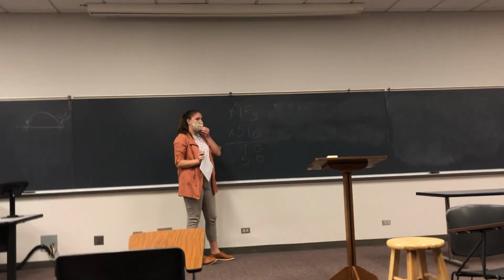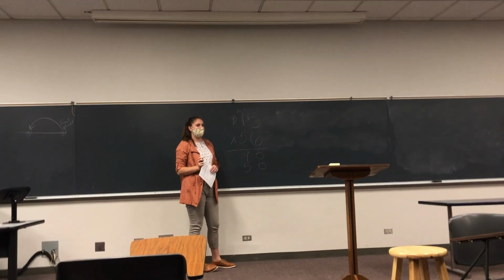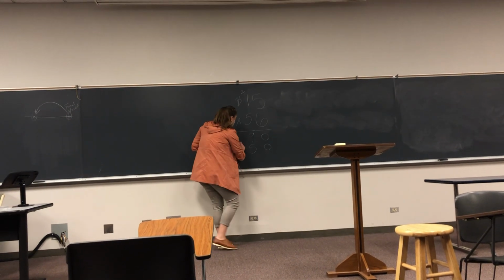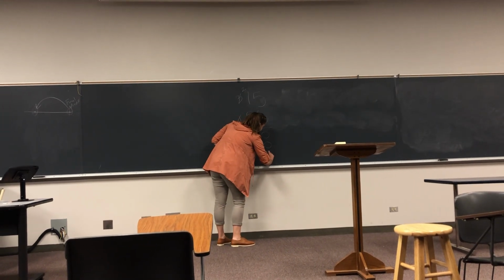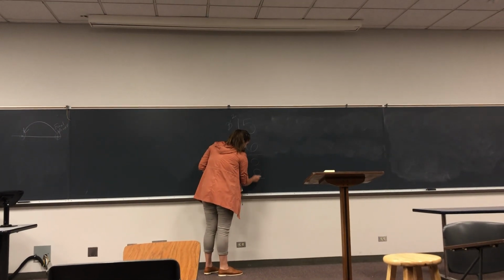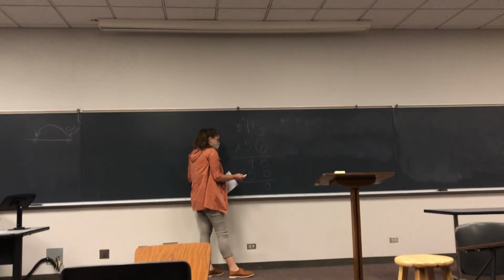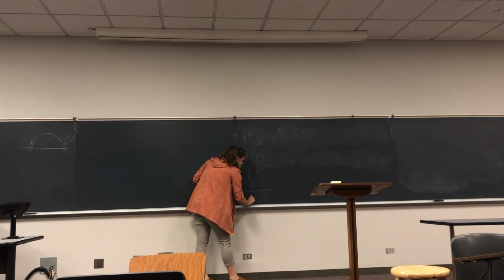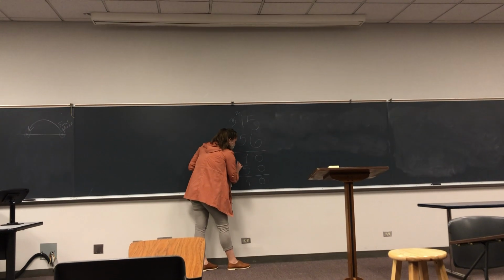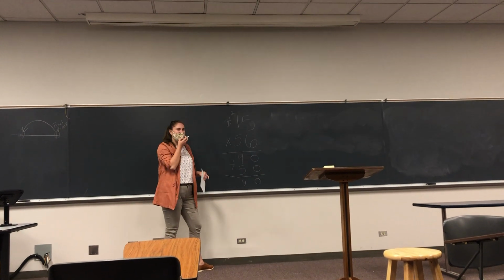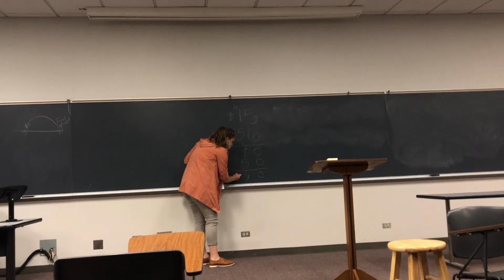5 times 1 plus 2. 7. Yeah, 9. So then we add this together. 0 plus 0 is 0. 9 plus 5 is 14. 15. 7 plus 1 is 8. Are we supposed to know this?